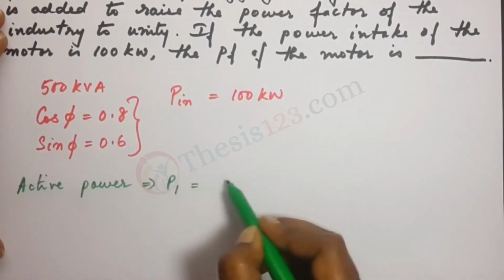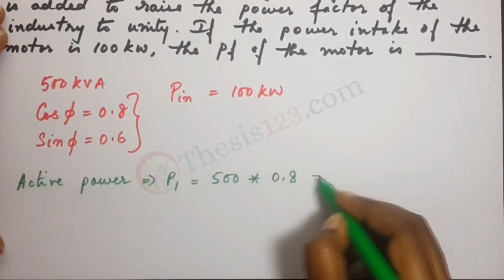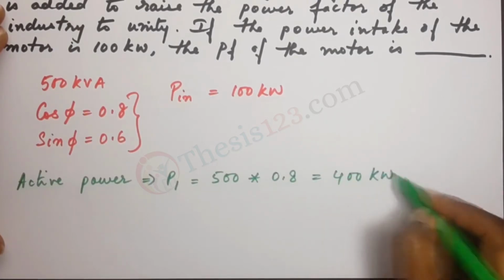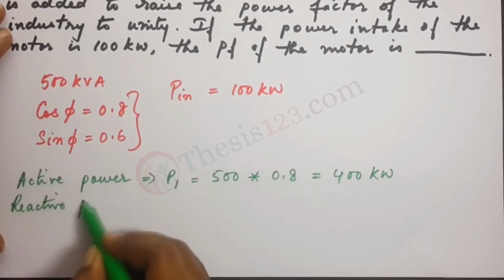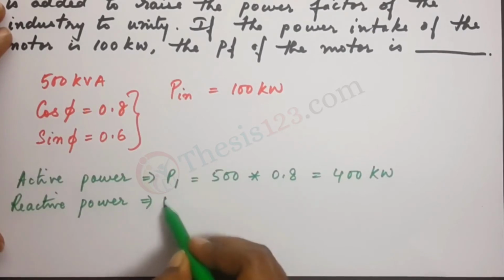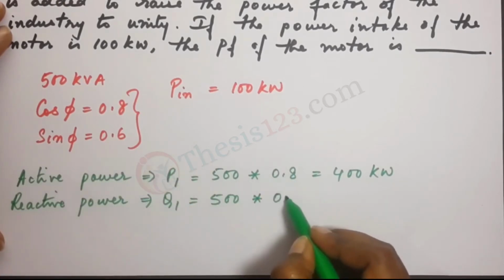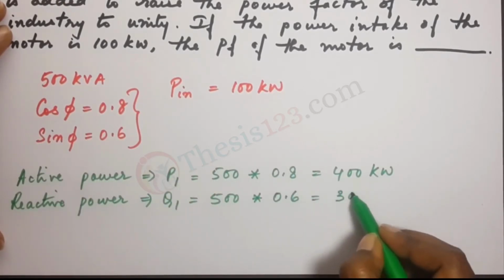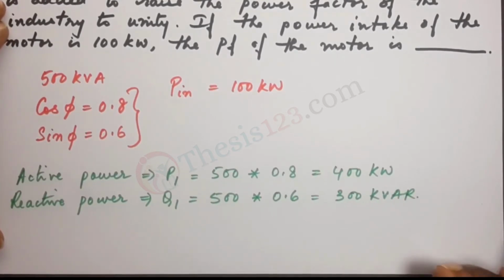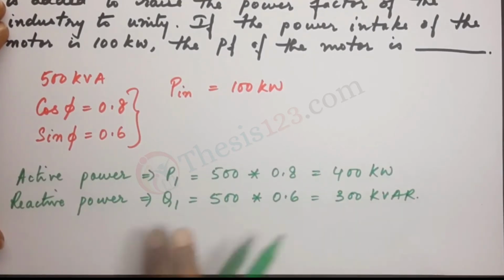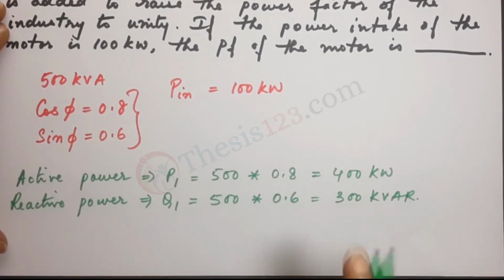we'll call that P1, would be 500 times cos phi, which is 0.8, comes to 400 kilowatts. Next we need the reactive power. The reactive power is Q1, and that's 500 into sin phi, 0.6, and this comes around to 300 kVAR. Now in order to raise the power factor to unity, the motor should supply 300 kVAR. So this gives us the motor ratings.